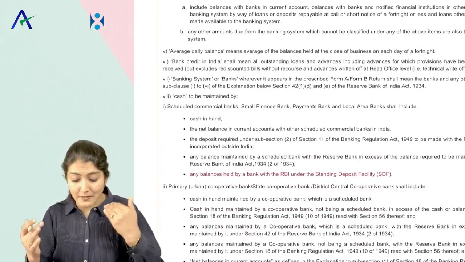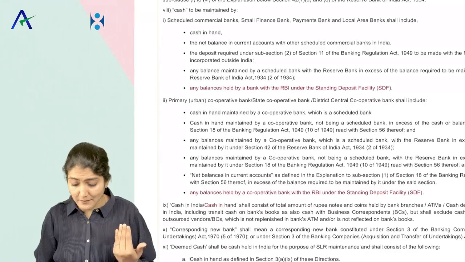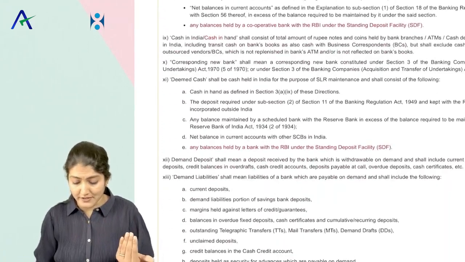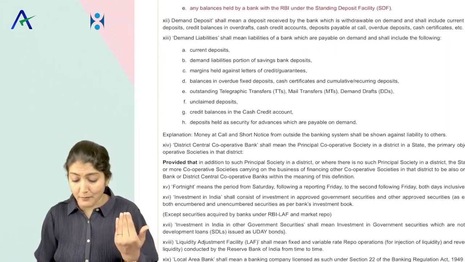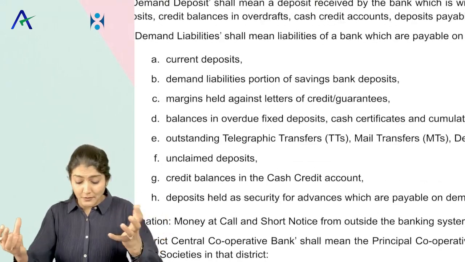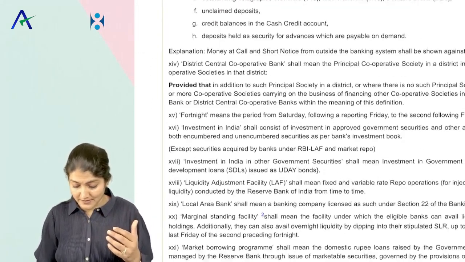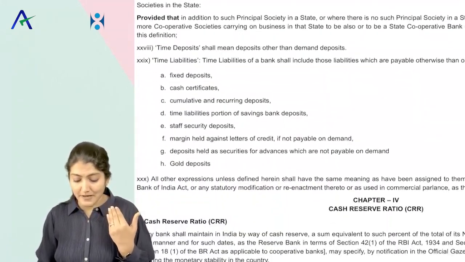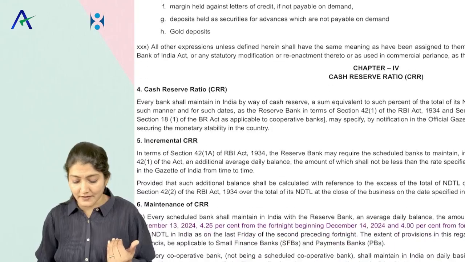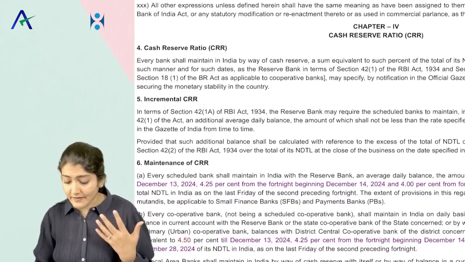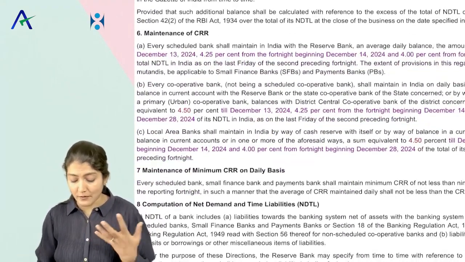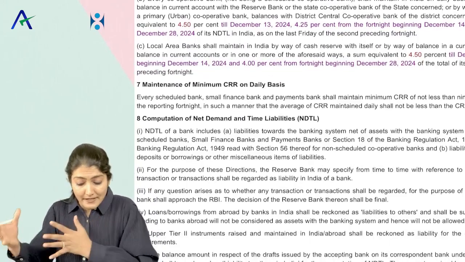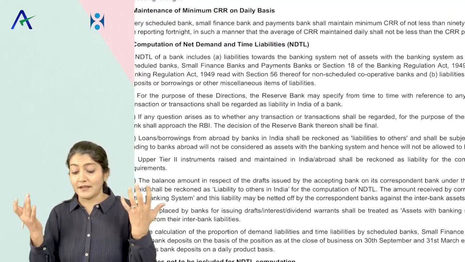Then assets within the banking system, bank credit. Then the primary urban cooperative bank shall include cash in hand, demand deposits, demand liabilities. We talked about the demand and time liabilities, the fortnight, and then after that, the other demand and time liabilities. Then they have the discussion regarding the time liabilities. Then the cash reserve ratio, maintenance of the cash reserve ratio, maintenance of the minimum CRR on the daily basis.